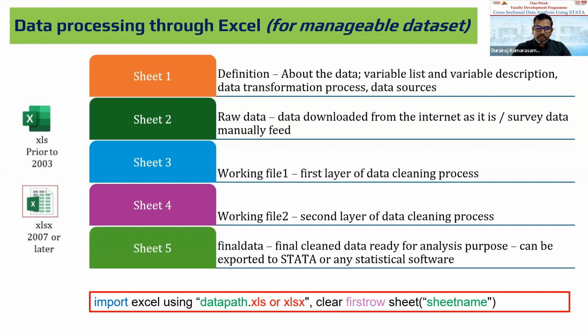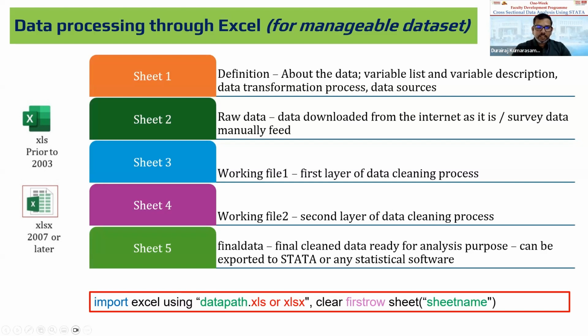First row means which is available in the Excel sheet. So when you create your final data, you always create it with a variable name, right? For example, serial number 1, 2, 3, 4, 5, 6, ID 1, 2, 3, 4, 5, 6, year 1990, 1991, 1992. So the first row is always the variable information. So you are instructing Stata that the first row is the variable name. So clear first row and sheet.